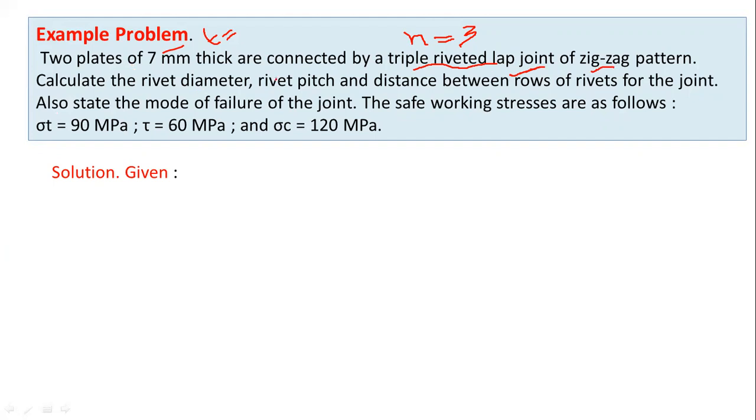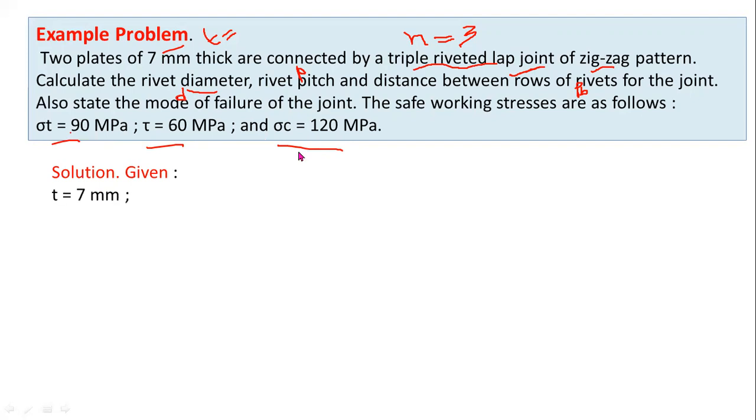Calculate the rivet diameter, that is a small d, the rivet pitch, that is P, and the distance between rows of rivets, that is the back pitch, PB. And also state the mode of failure. That means you have to find out the least value of PT, PS, PC. These are the permissible stresses: tensile stress, shear stress, crushing stress.